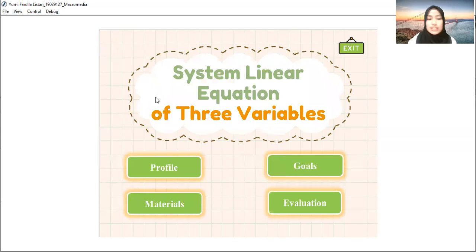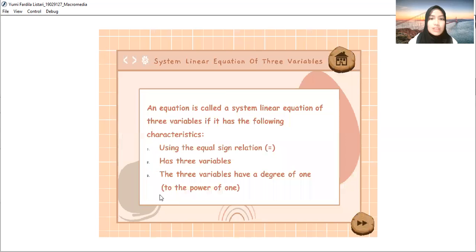The third menu is materials. In this menu, I give the student the material about system of linear equations of three variables. This is the definition of a system of linear equations of three variables. An equation is called a system of linear equations of three variables if it has the following characteristics. First, using the equality relation, has three variables. The three variables have a degree of 1, or the power of 1. And then the student can click the next button to see the next material.